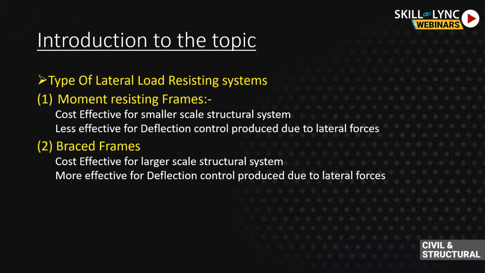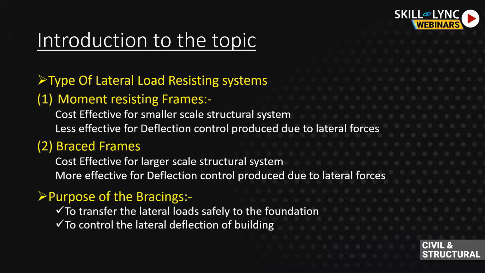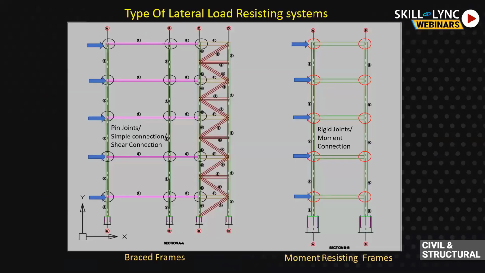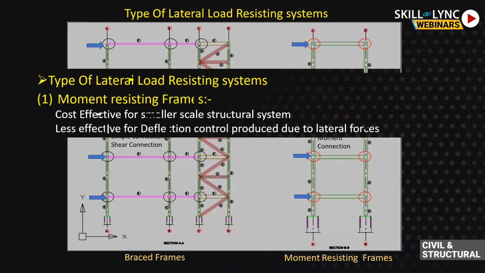So these are the two lateral load resisting systems. When you go to the brace frame, why the bracing? What is the purpose of the bracing? The main purpose of the bracing is to transfer the lateral load safely to the foundation, which is our predominant purpose, and also to control the lateral deflection of the building when it is subjected to lateral loads. As we discussed, this is a comparative visual diagram showing both systems. On the left-hand side you can see the brace frame, and the right-hand side is a moment resisting frame.